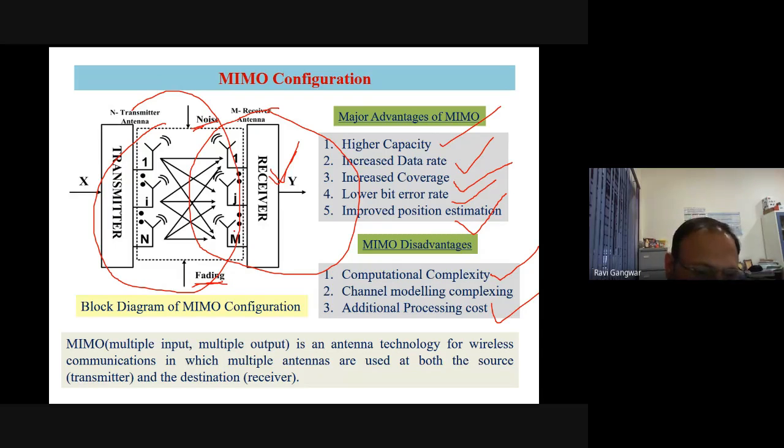It means your system complexity is going to increase. When the system complexity increases, the cost increases. So that is the major problem with these systems, and due to that, the cost of the system increases.